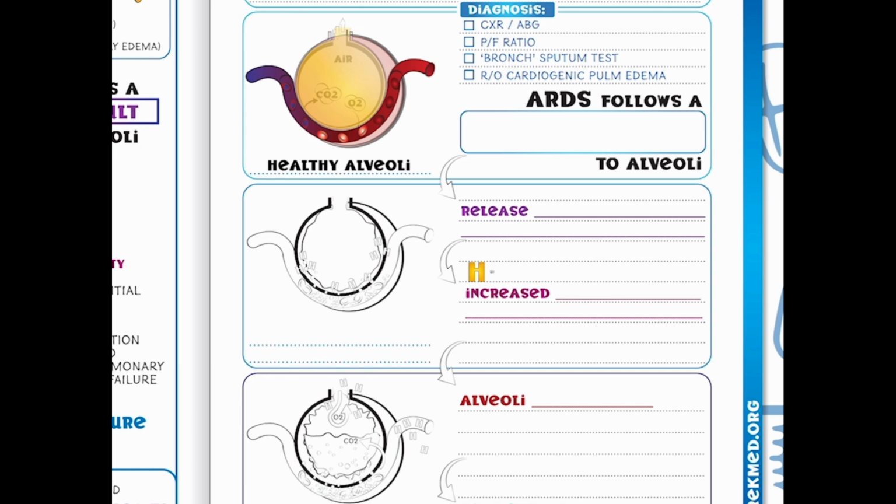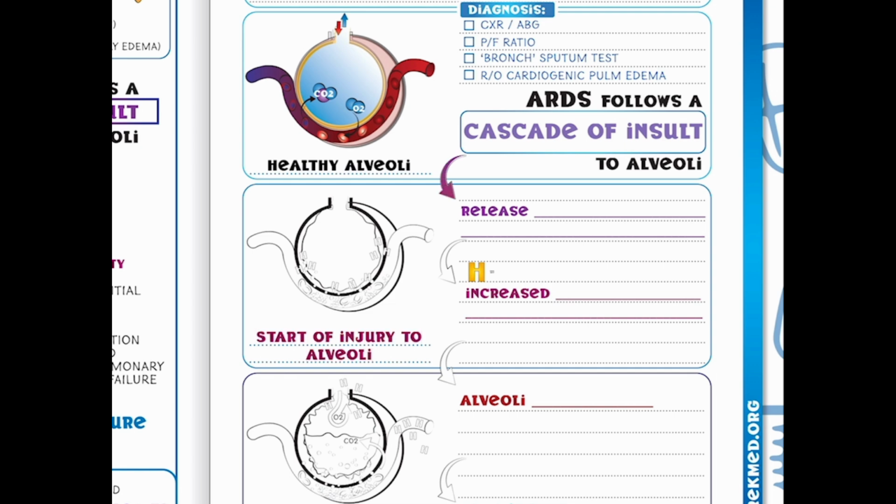And this inside is going to be where diffusion or gas exchange occurs. And this blue layer represents oxygen coming in and out that we inhale and exhale. This is where that diffusion is going to take place, or that gas exchange that we keep talking about so much. So our red blood cells are dropping off our CO2 and they're picking up their oxygen. And our ARDS is going to follow a cascade of insult to our alveoli. So here's going to be the start of injury to our alveoli.